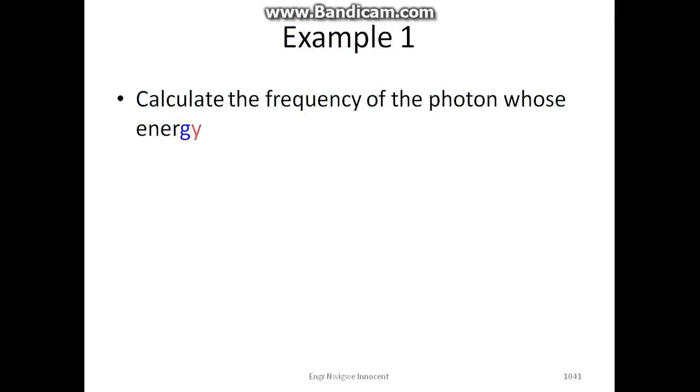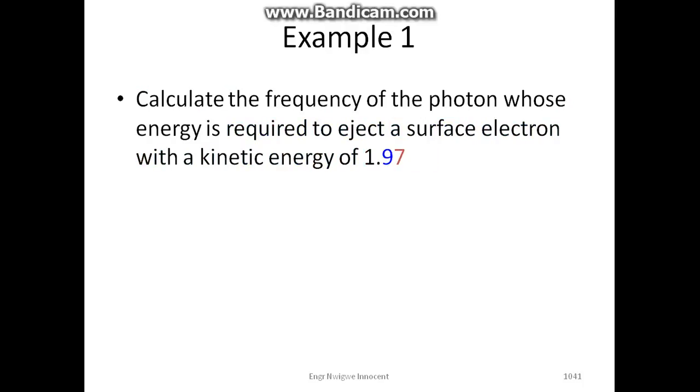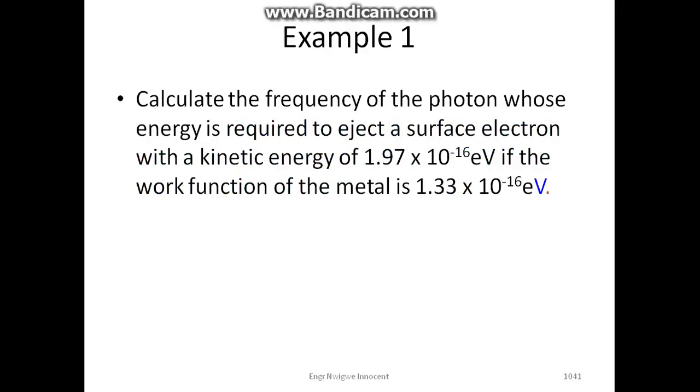Example 1. Calculate the frequency of photons whose energy is required to eject a surface electron with a kinetic energy of 1.97 times 10 raised to the power minus 16 eV if the work function of the metal is 1.33 times 10 raised to the power minus 16 eV. Taking 1 eV equals 1.6 times 10 raised to the power minus 19 joules, and h equal to 6.60 times 10 raised to the power minus 34 joule seconds.